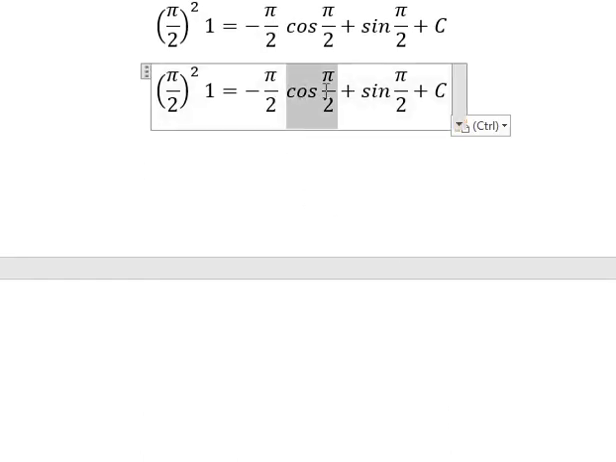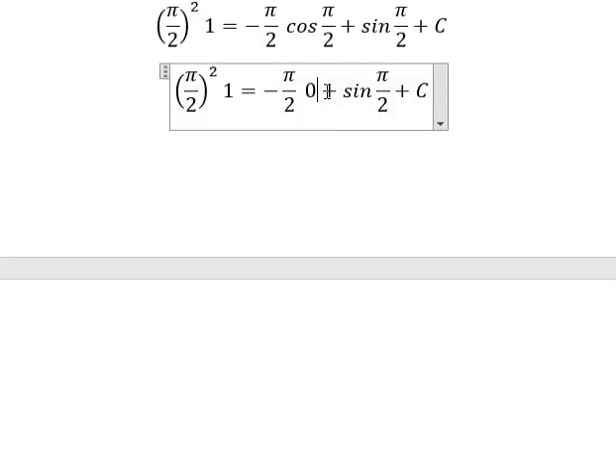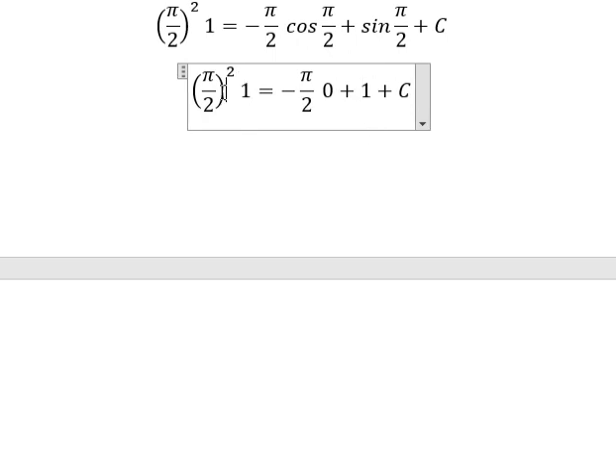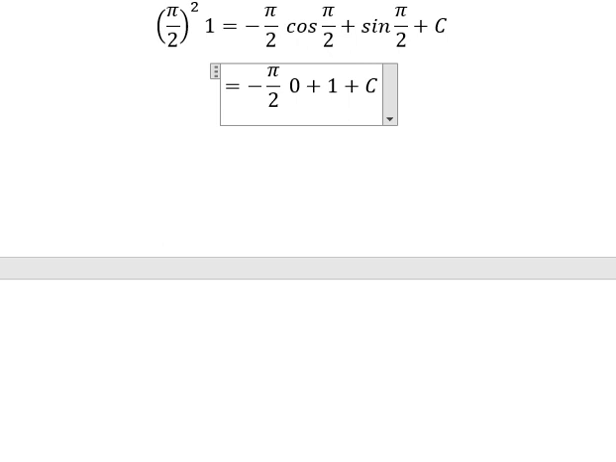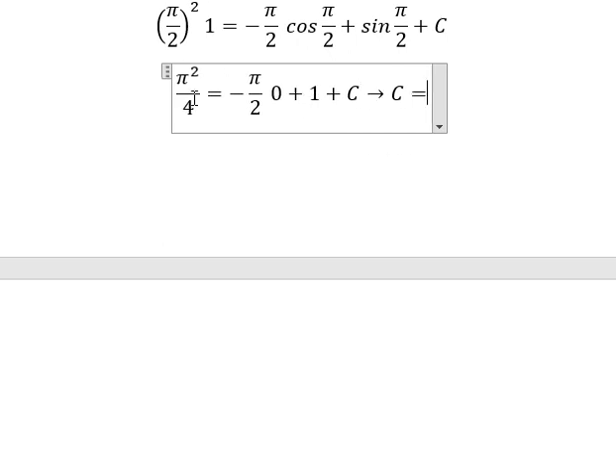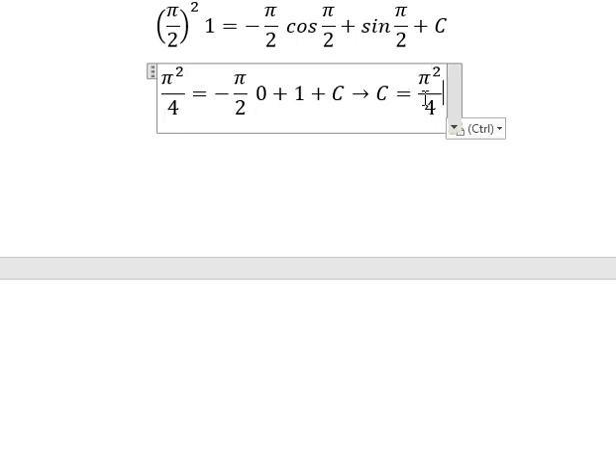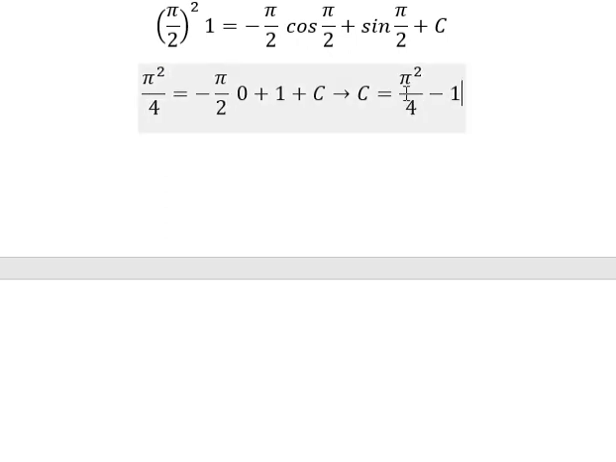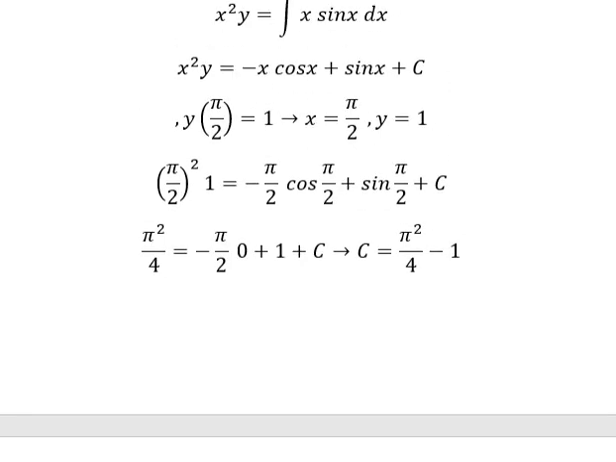Cosine pi over 2 is 0. Sine pi over 2 is 1. This one we simplify and we have pi squared over 4. Now we put number 1 to the left and we have it like this. So I will put this one back in here.